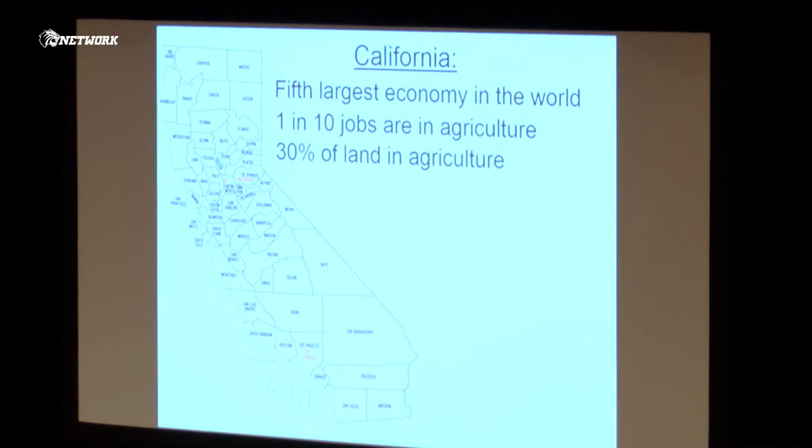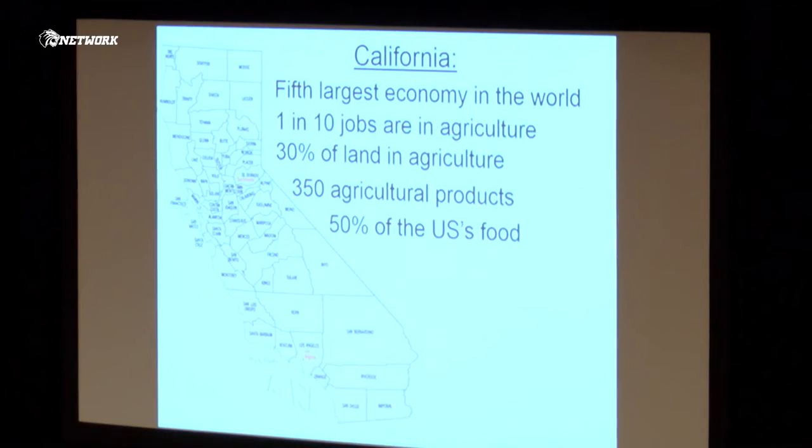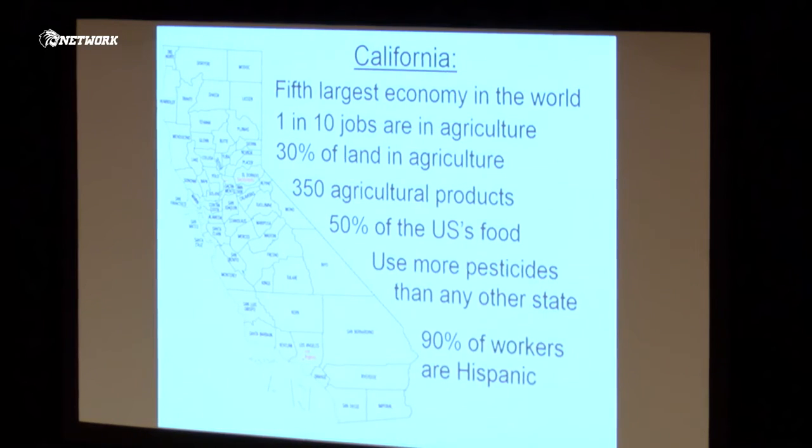1 in 10 jobs, 30% of the land, 350 ag products, and here's something that I didn't know. I don't know if you know this. 50%. Half of the U.S.'s food comes from California. Half of everything you eat in the United States comes from California. As a result, we use more pesticides than any other state, and 90% of the workers are Hispanic or Latinx.